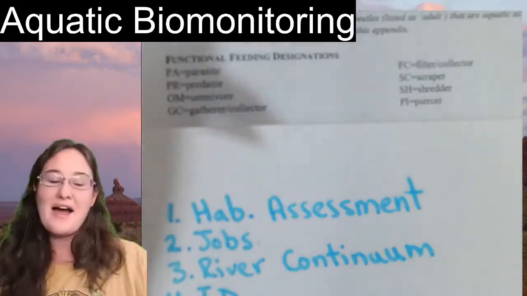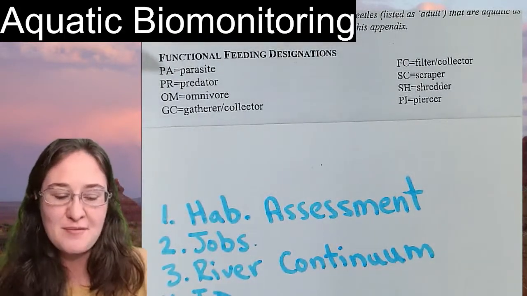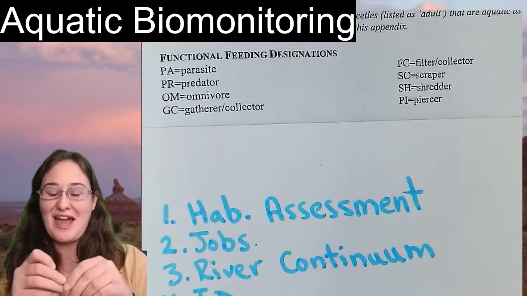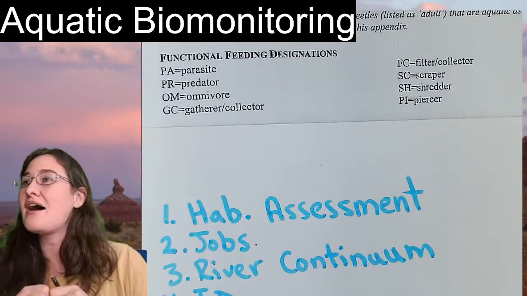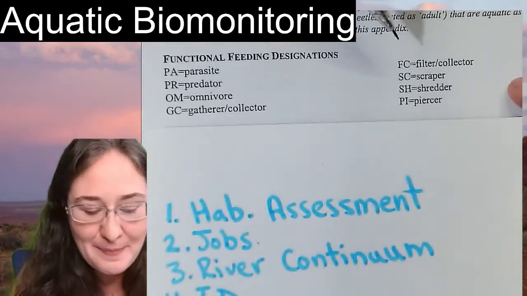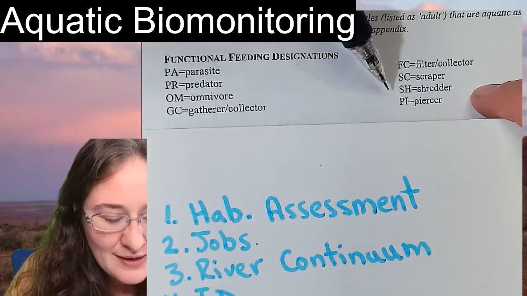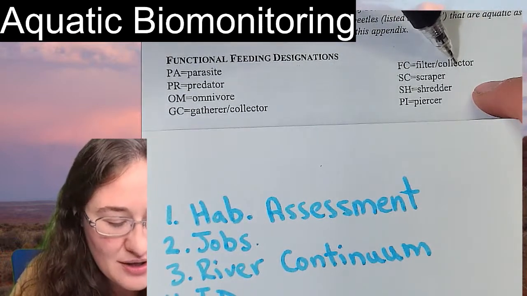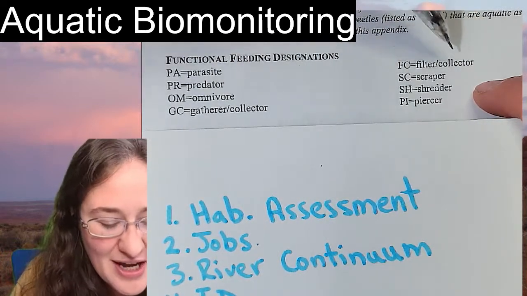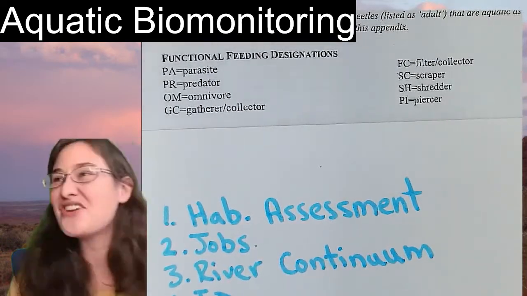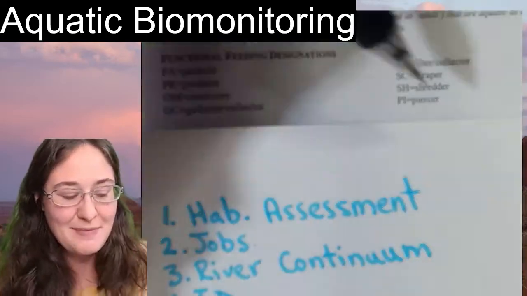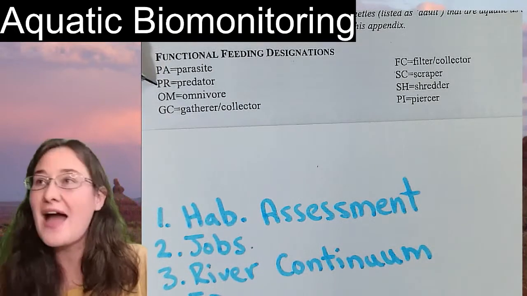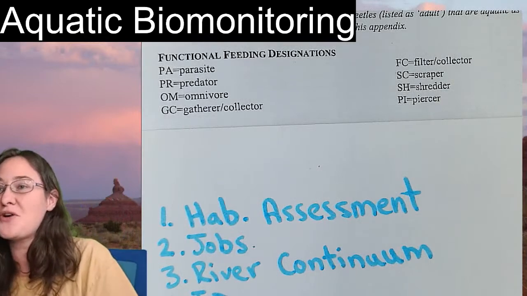So our book gives a number of functional feeding groups. Some of these I personally believe you can kind of smush together, like the scrapers and some of our collectors are the same. There's a couple of them that are a little bit odd, but I can tell you what all of these jobs are, and then we can talk about them. So, obviously, our predators.